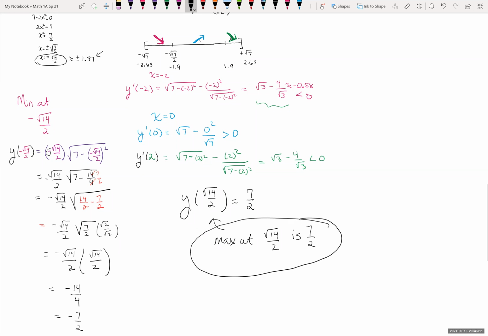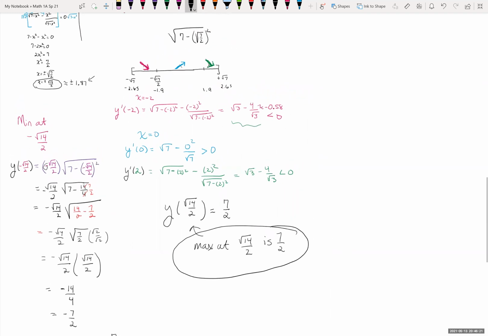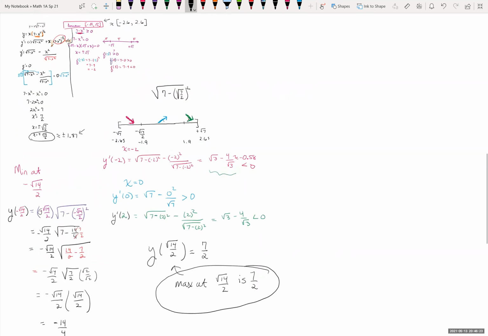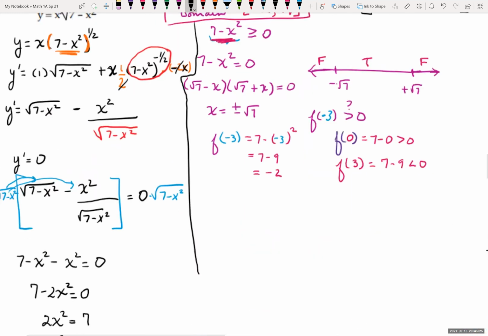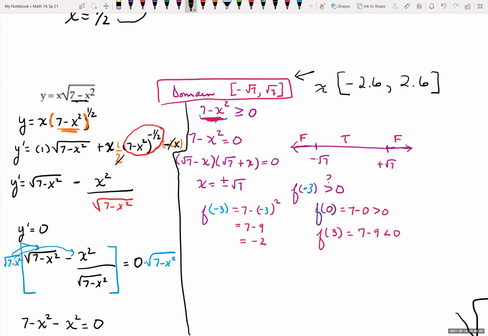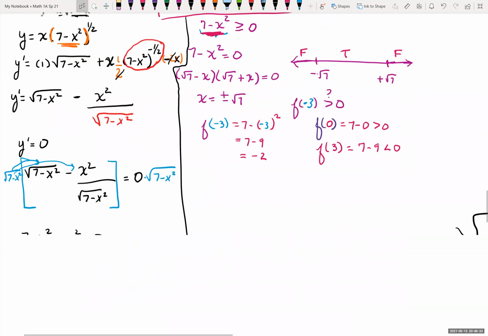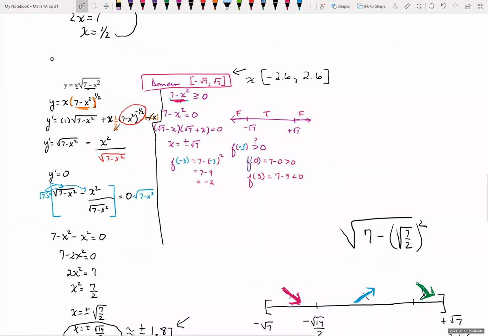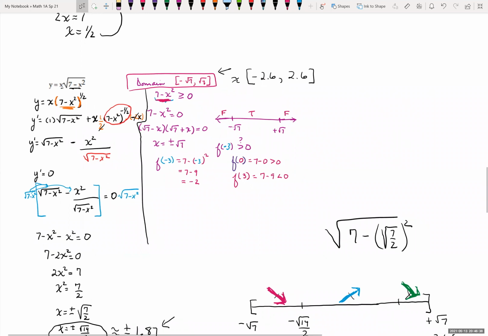The only thing that we're really missing now is the concavity. If we look at our end values, negative root 7 and root 7, those are the values which set this whole thing equal to 0. It would make this underneath the radical 0, times whatever's in front is 0. So I know those end values are on the x-axis. So we can put part of this stuff together.